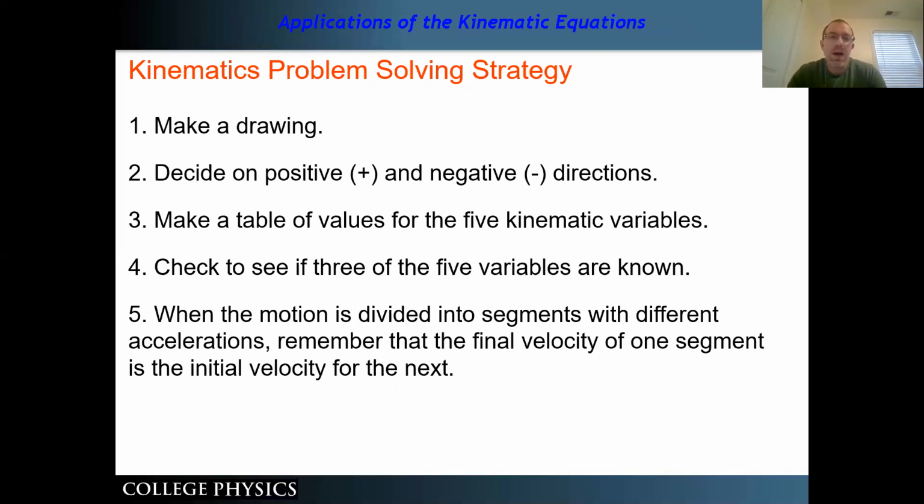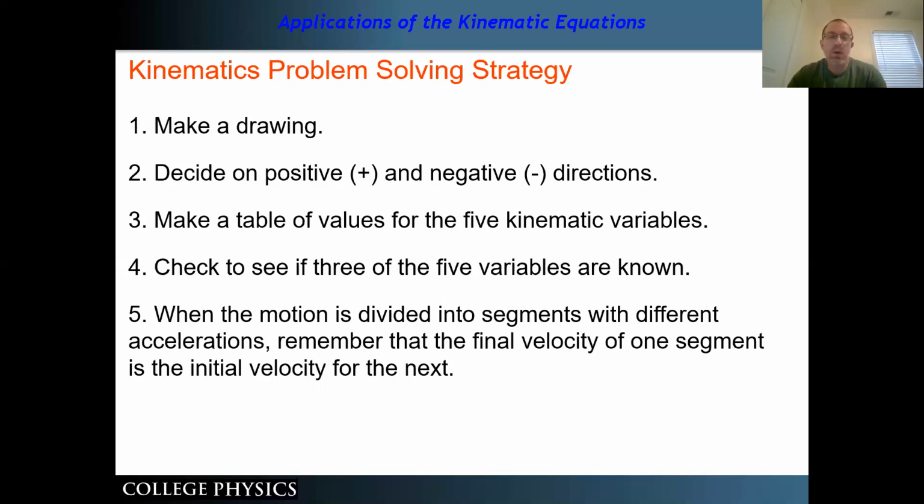So the first thing we want to do is make a drawing. We need to decide on the positive and negative directions of motion. Now, typically, we'll just make to the right positive and upwards positive if we're moving up and down. Okay, what else? After that, we're going to make a table of values for those 5 kinematic variables that we had on the previous page, 2 pages ago.